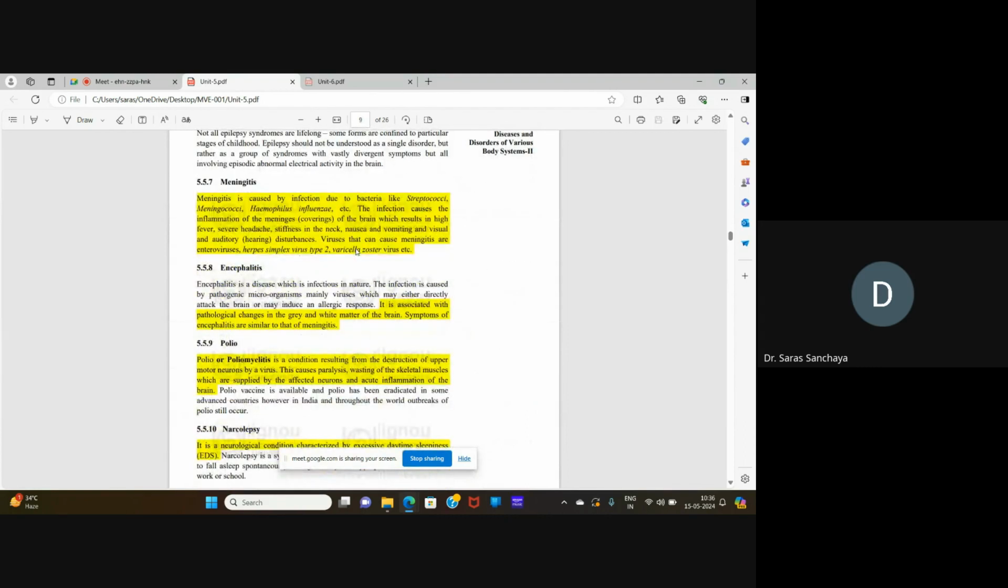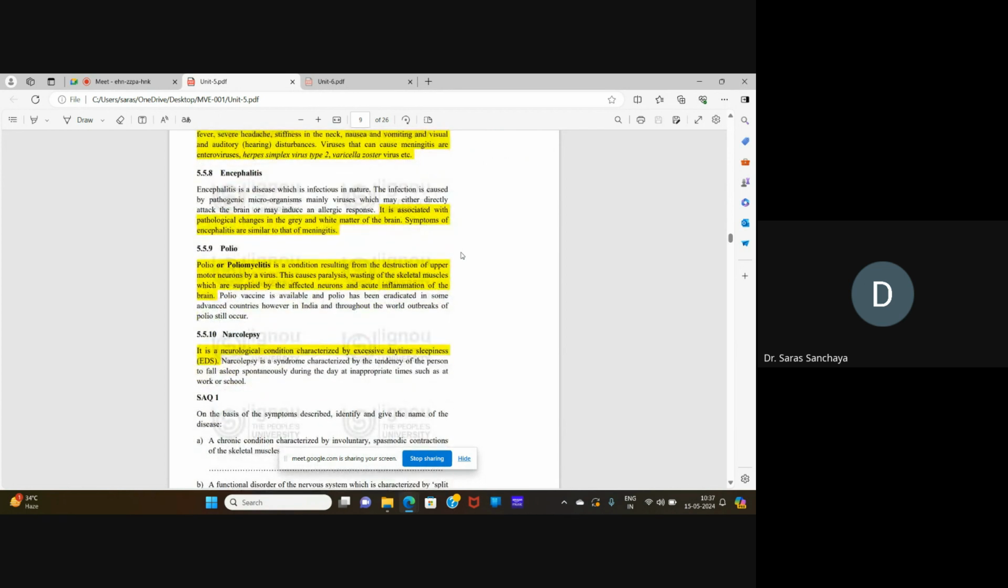Meningitis. Meningitis is caused by infection due to bacteria like streptococci, meningococci, Haemophilus influenzae, etc. The infection causes the inflammation of the meninges of the brain, which results in high fever, severe headache, stiffness in neck, nausea, vomiting, and visual and auditory disturbances. Viruses that can cause meningitis are enterovirus, herpes simplex virus type 2, varicella zoster virus, etc. Then encephalitis. It is associated with pathological changes in gray and white matter of the brain. Symptoms of encephalitis are similar to that of meningitis.